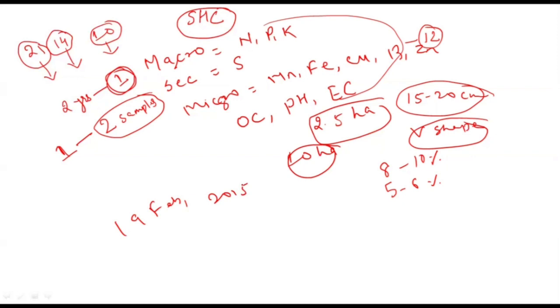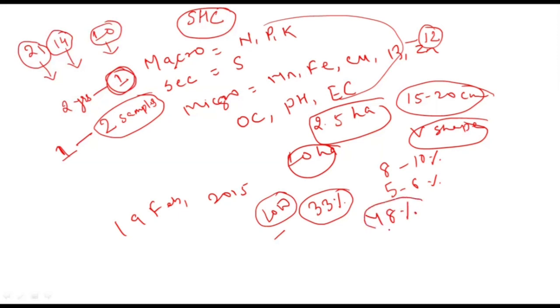Now see some few more points. In our country, if we talk about the nutrient status, let's talk about nitrogen. Nearly 33% soils are low in nitrogen status, and 48% are very low. Only 2% is high.